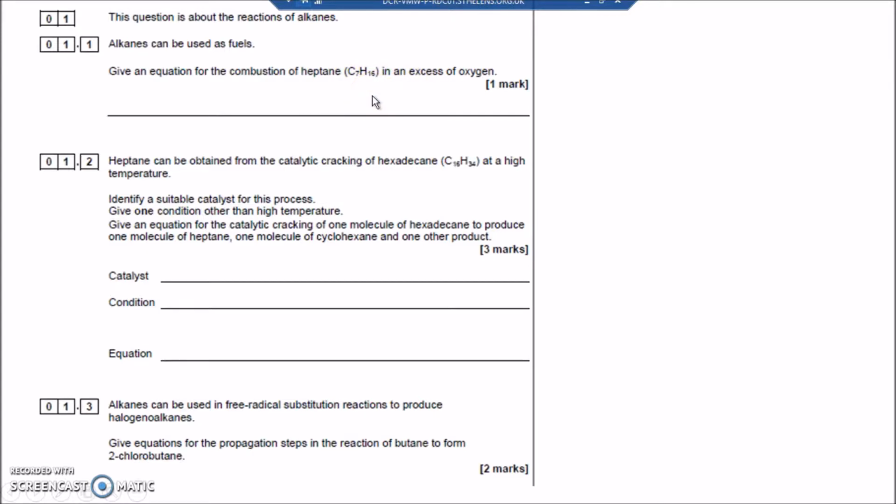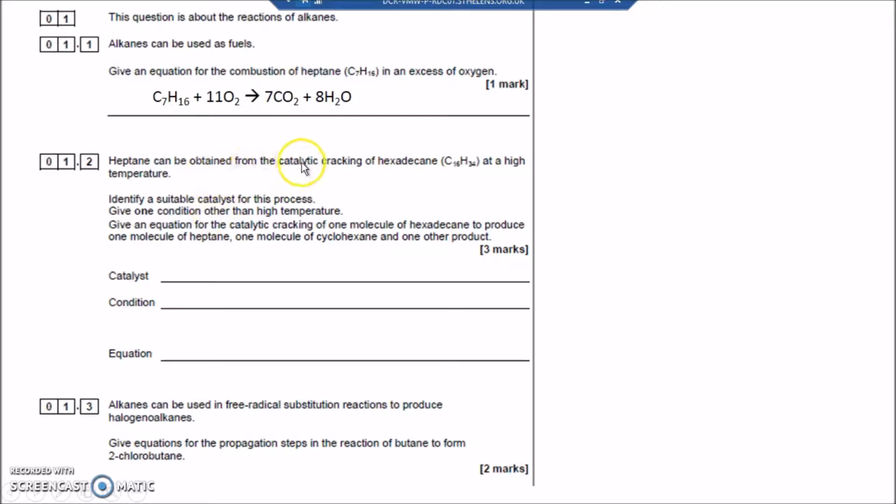C7H16 plus O2 gives CO2 and water, and then we need to balance it. 7 C's, 7 CO2s, 16 H's, 8 H2O to get the 16 H's. Then I've got 14 O's, add 8 is 22, so I'll need 11 O2.